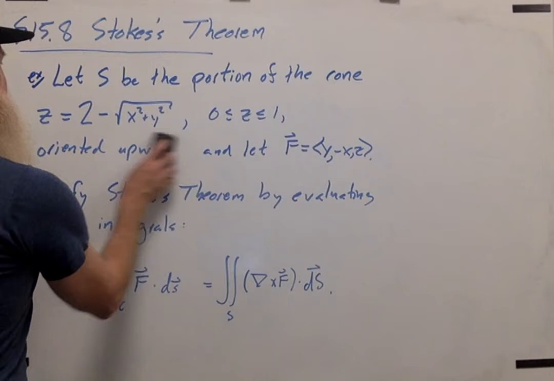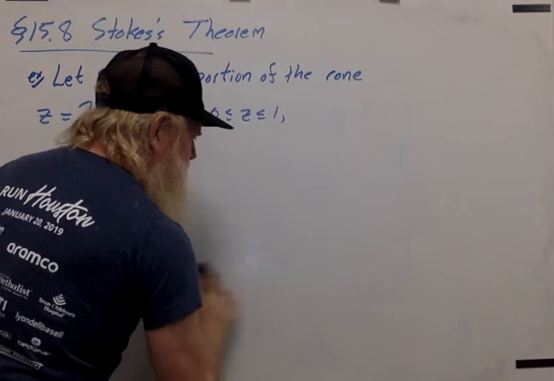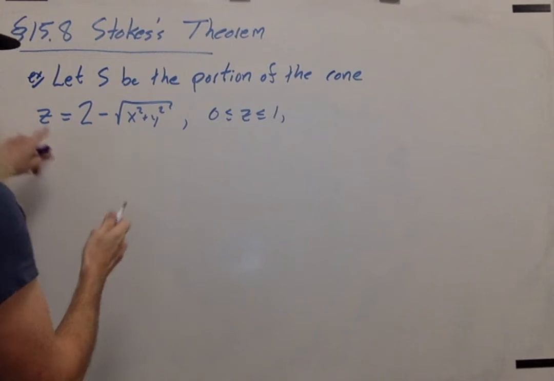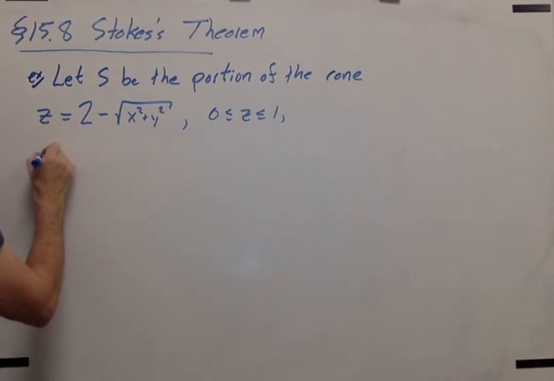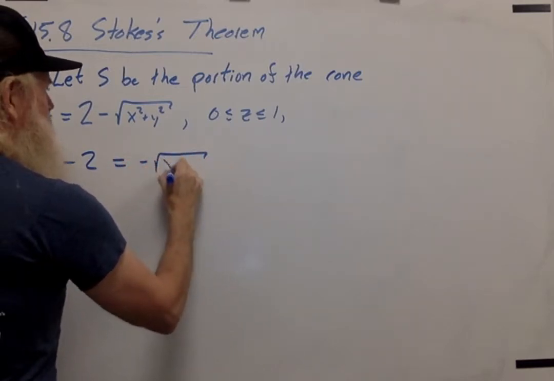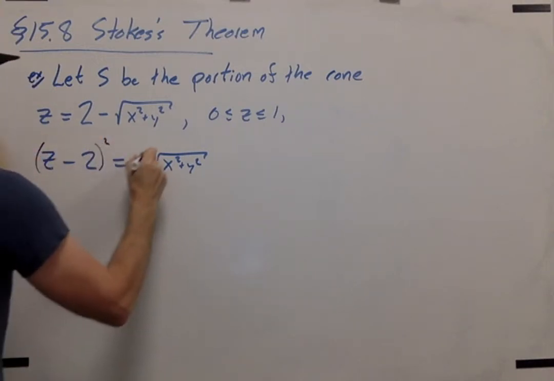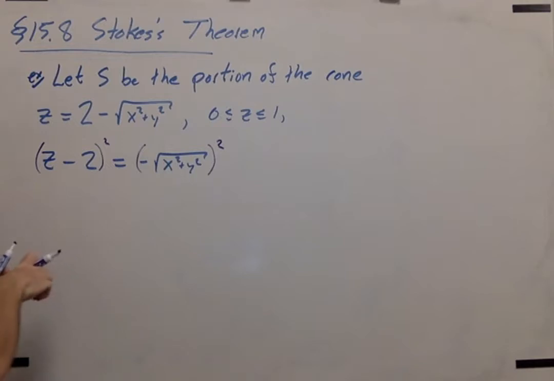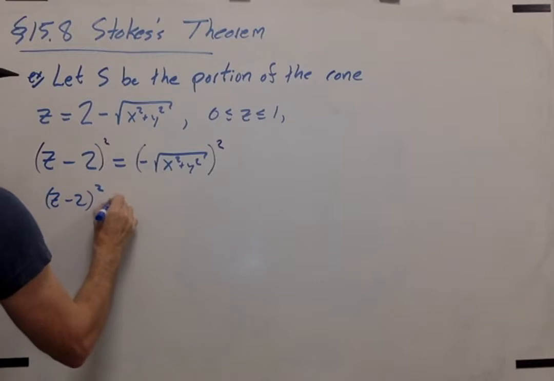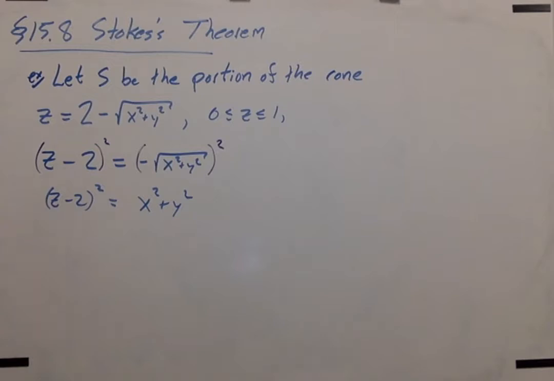So to begin with, let's just see if we can figure out what this surface is and how we'll give it an upward orientation. If we rewrite this a little bit, we can say that z minus 2 is the same as negative the square root of x squared plus y squared. And then squaring both sides, we get that z minus 2 squared is the same as x squared plus y squared. Notice that the minus sign disappears.